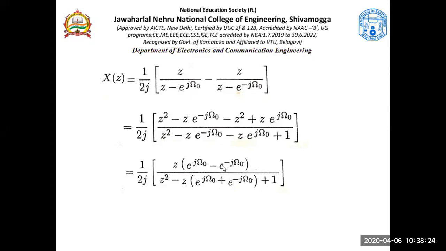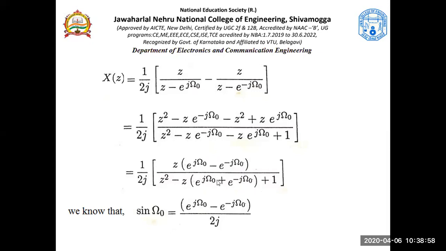Is there any way in which you can express these exponentials in terms of sinusoids? What is this divided by 2j? Divided by 2j, it is sine omega naught. So this 2j can be taken into the denominator, and this whole stuff along with it in the denominator would become sine omega naught. Okay, so that is one part.